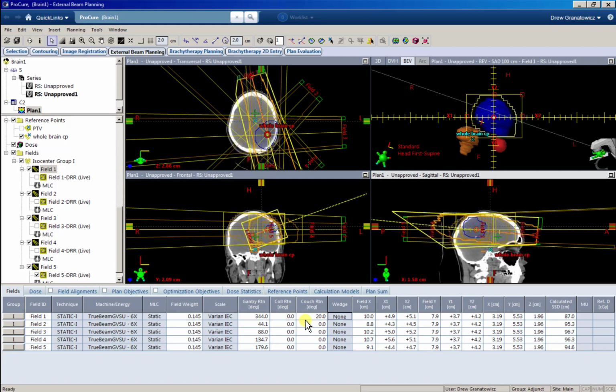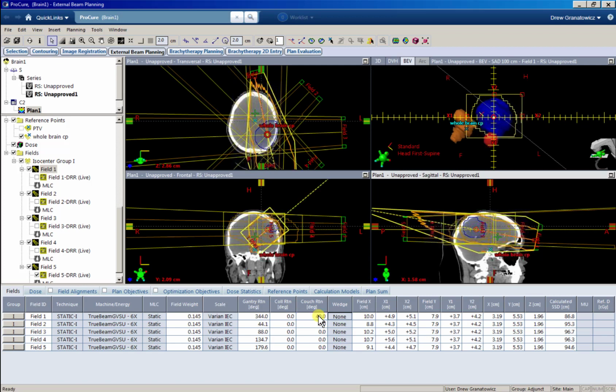Usually I just start typing a number in my couch, and I look at what's going on in all my planes and adjust from there. So if I put 20 degrees in here, you can see the couch rotates, right? Now, instead of coming through the side, we're going to start coming through the top of the brain a little bit. You can also look at this picture here a little bit. And this just takes some practice, honestly.